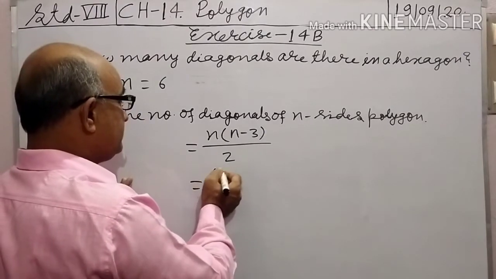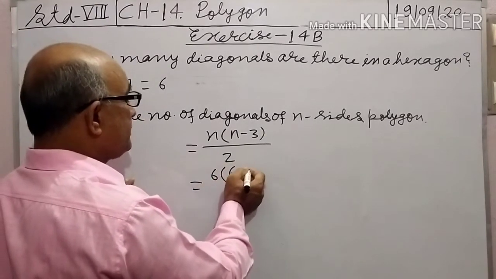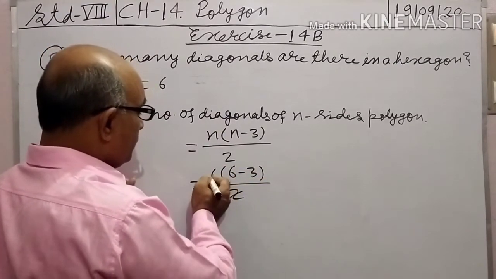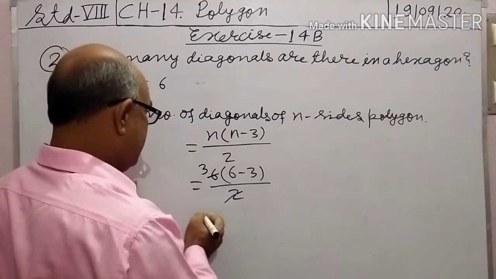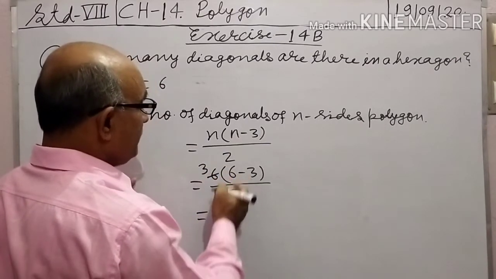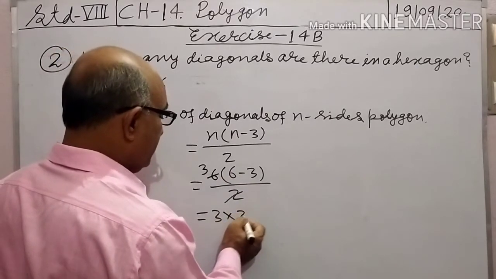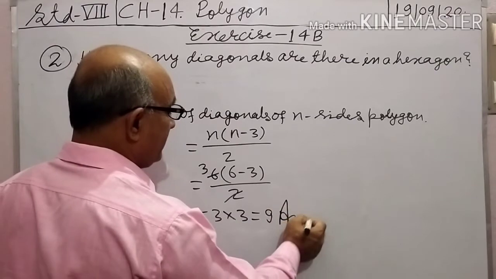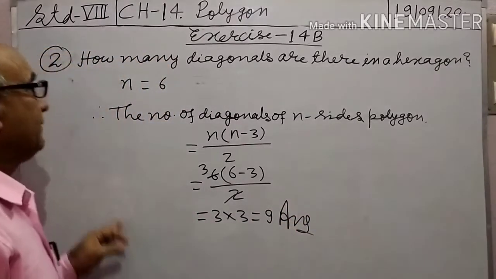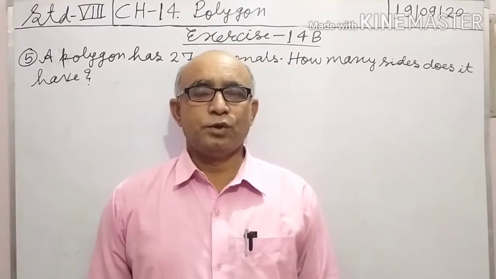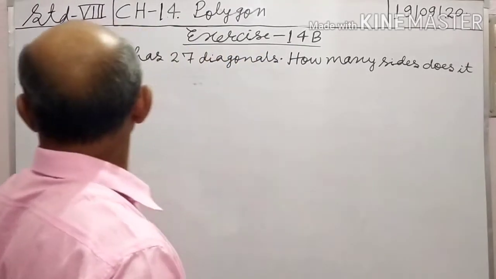So 6 into 6 minus 3, by 2. That is 3 into 6 minus 3, which is 3 times 3, equal to 9. So the number of diagonals is 9. Understand and write it.